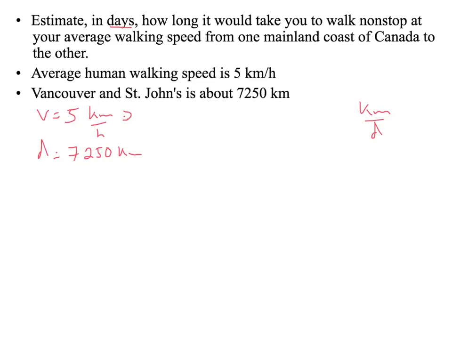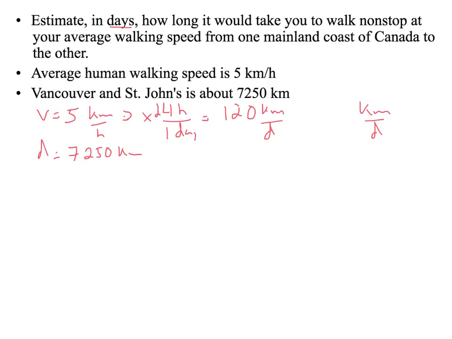Okay, so 5 kilometers per hour times 1 hour, 24 hours in one day, gives us 5 times 24, which gives us approximately 120 kilometers per day. Now, I wouldn't say that that is reasonable.